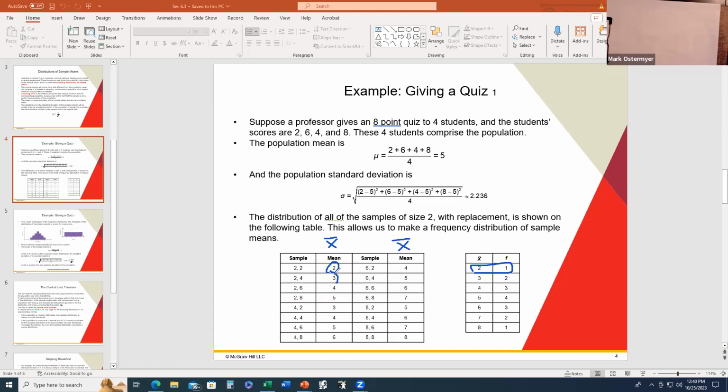It occurs right here. If I choose 2 and then choose 4, the mean of 2 and 4 would be 2 plus 4 divided by 2, which is 3. And it also occurs right here. So the sample mean of 3 occurs 2 times. The sample mean of 4 occurs 3 times, right here, here, and here, etc., etc. Okay, so now we have a frequency distribution of all these 16 sample means here. Are we understanding this so far? What's going on? Okay.